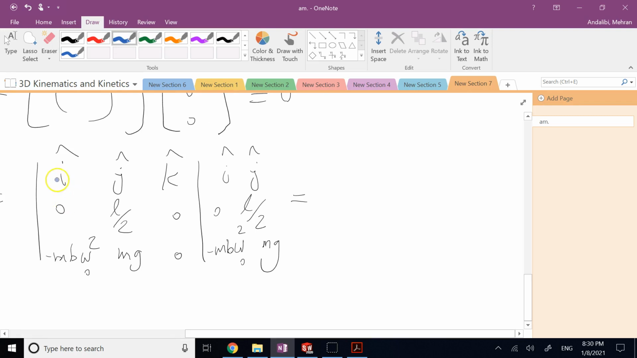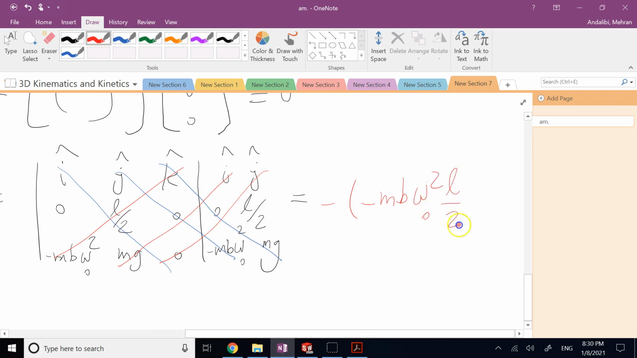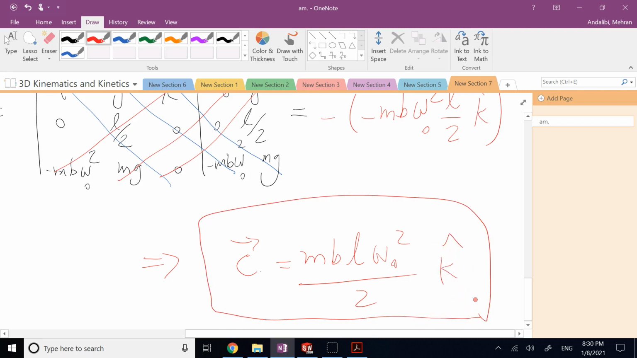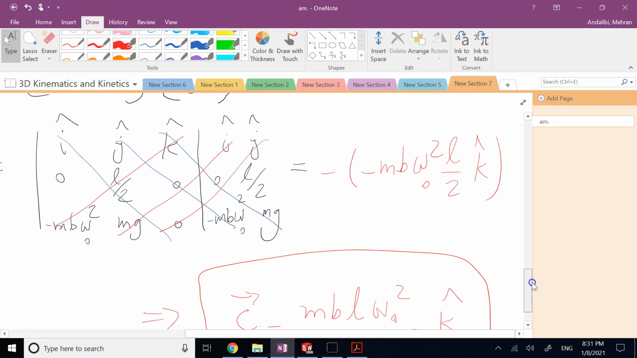So again, diagonal 0, next one 0, next one 0, so all 0. This one is non-zero, this one is 0, this one is 0. So it's going to be negative of negative m b omega naught squared L over 2 k. If you simplify, your resultant moment is going to be m b L omega naught squared over 2 times k. So this is your resultant moment, and that F that we found up there was the resultant force. Based on those, if you know solid mechanics, you can design a good connection to keep it in place.